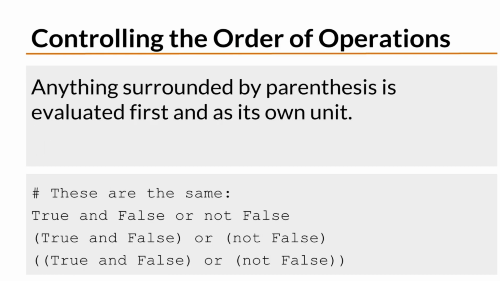To control the order of operations, use parentheses. Anything surrounded by parentheses is evaluated first and as its own unit. So the first line of true and false or not false is the same as open parentheses true and false, close parentheses, or open parentheses not false, close parentheses. Using parentheses not only allows you to get away with not memorizing the order of operations, but more importantly, it is explicit and clear.